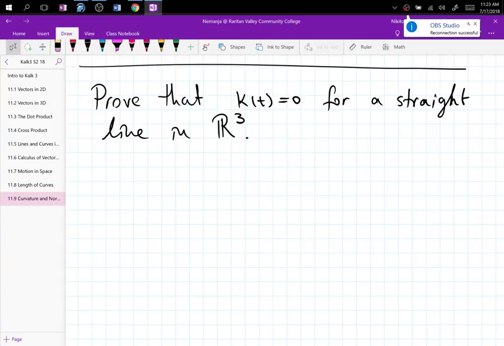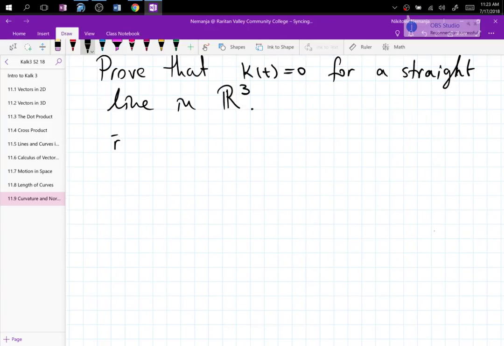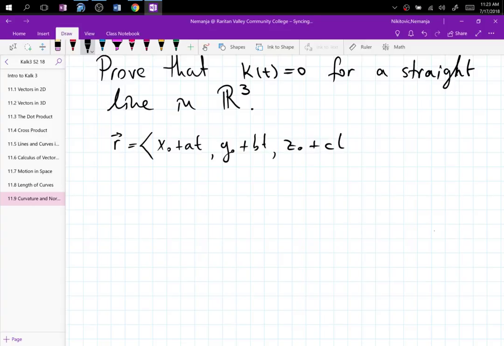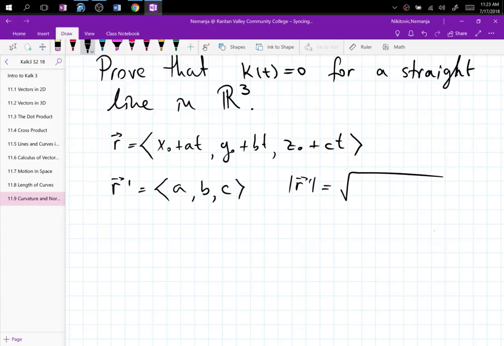All right, so in R3, our R is given as x0 plus at, y0 plus bt, and z0 plus ct. R prime, the derivative, is just going to be abc, and its magnitude is going to be the square root of a squared plus b squared plus c squared.